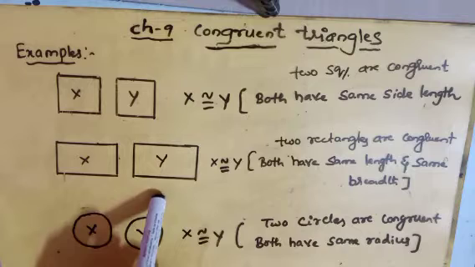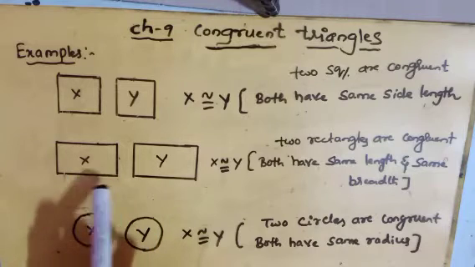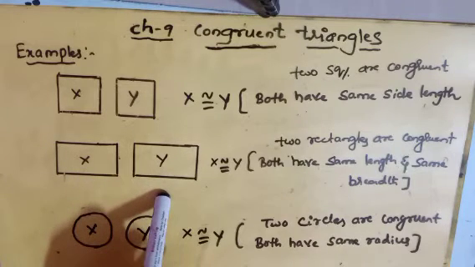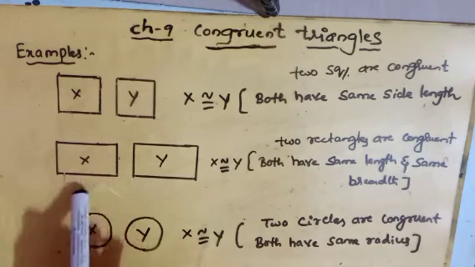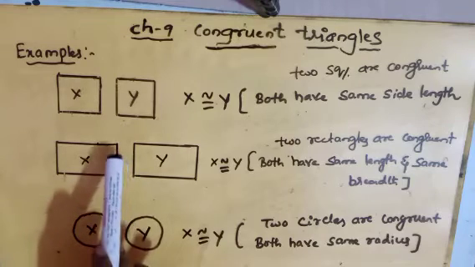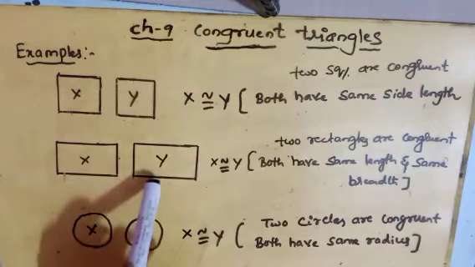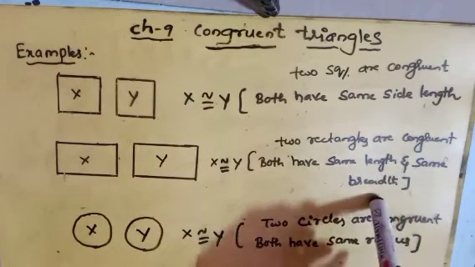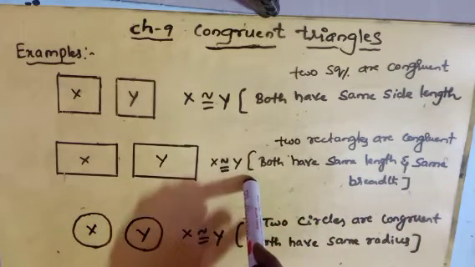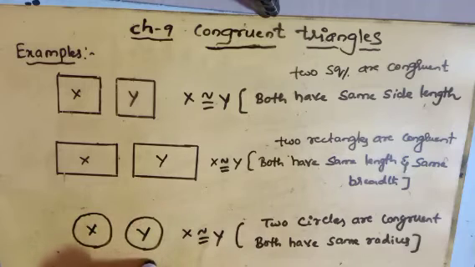Next I have taken the rectangle. When we say the two rectangles are congruent, it means they have the same length and the same breadth. When these two rectangles have the same length and same breadth, we say that X is congruent to Y. Next I have taken the circle.